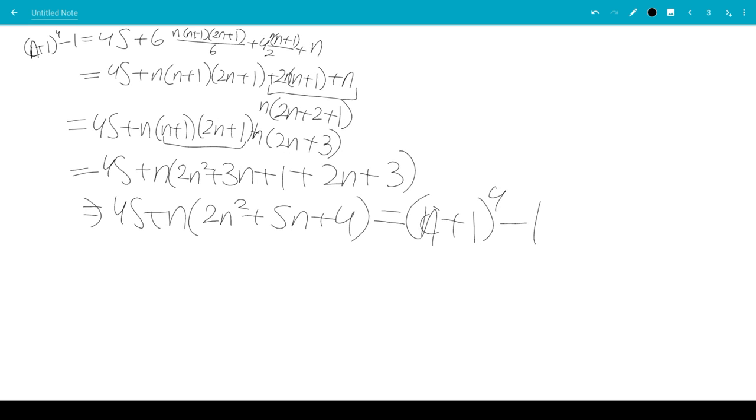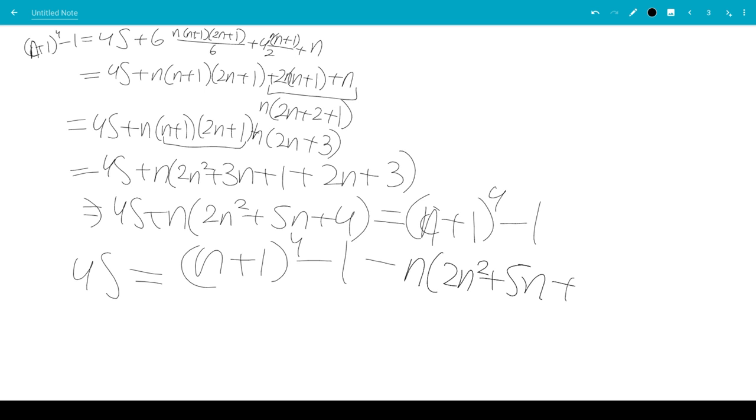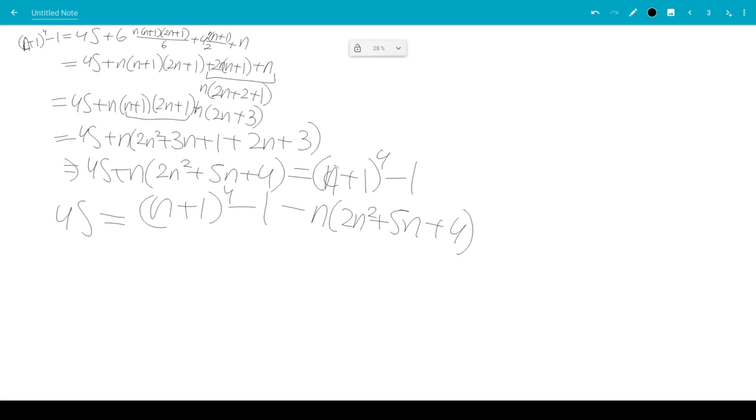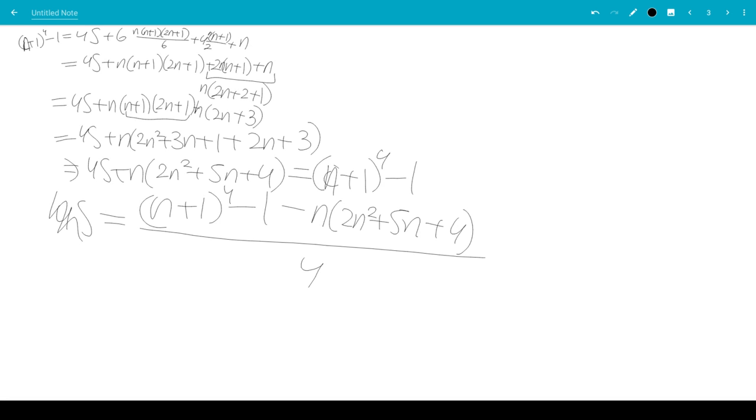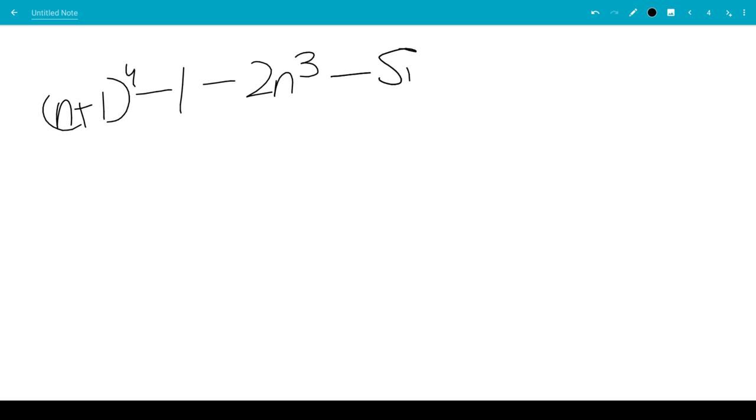So I'm going to move stuff to the other side, so we get 4S is (n+1)^4 minus 1, minus n times (2n squared plus 5n plus 4). And we're going to divide by 4. So we get (n+1)^4 minus 1 minus, I'm going to expand the n out, so 2n cubed minus 5n squared minus 4n, all over 4.